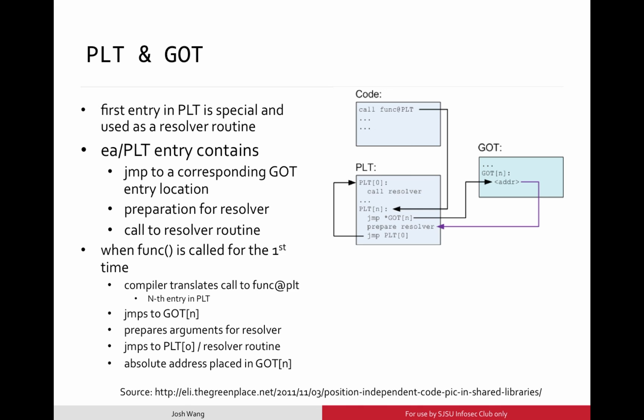And then the resolver routine places an absolute address in the GOT entry for that function. So that's what happens when the function is called for the first time. After the GOT is populated with the absolute address that the function is located at in libc, there's no need to go back to prepare the resolver or to go back to the resolver again. So after the function is called for the first time, the GOT entry will contain the actual address that's located in libc.